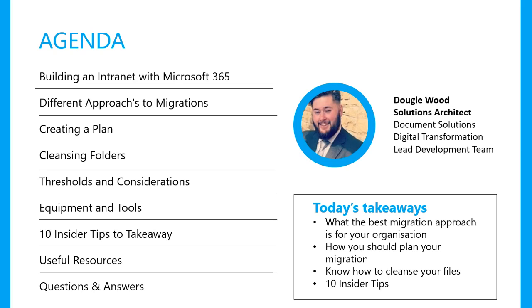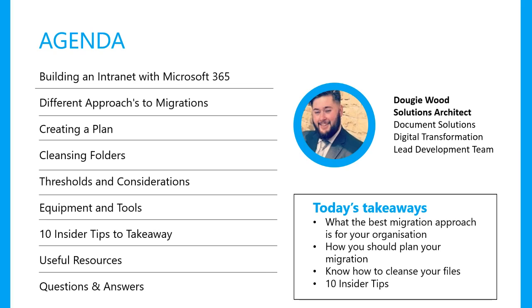Then we're going to look at the different approaches to migration. So not one size fits all for everybody's migration, and there are different pros and cons from different approaches. So we're going to look at some of those. We're going to look at creating a plan. So the types of documentation that you might need when you're getting started with your migration project, and just making sure that everything stays on track. We're going to be talking about cleansing your files and folders, so what you need to be aware of as you're going through that, and really there's no time like the present to start doing that. If you're already considering migrating your files into Microsoft 365, then start cleansing your folders today.